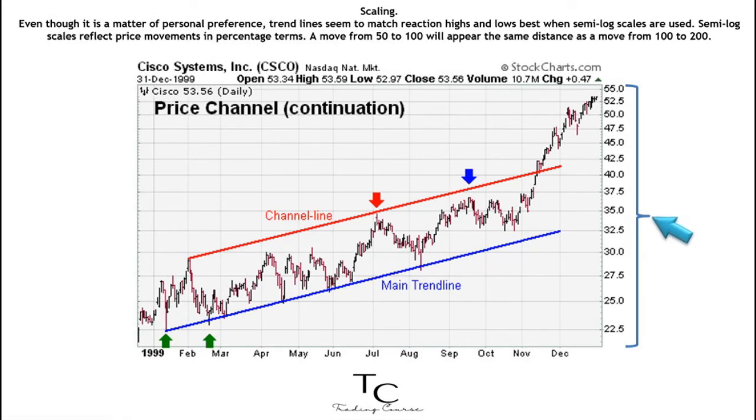Scaling. Even though it is a matter of personal preference, trend lines seem to match reaction highs and lows best when semi-log scales are used. Semi-log scales reflect price movements in percentage terms. A move from 50 to 100 will appear the same distance as a move from 100 to 200.